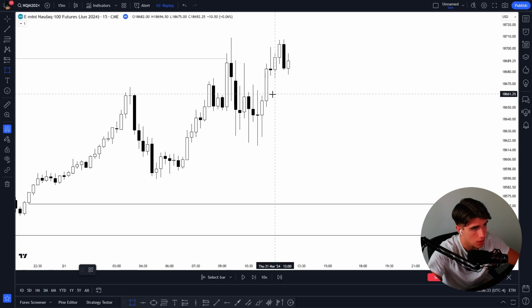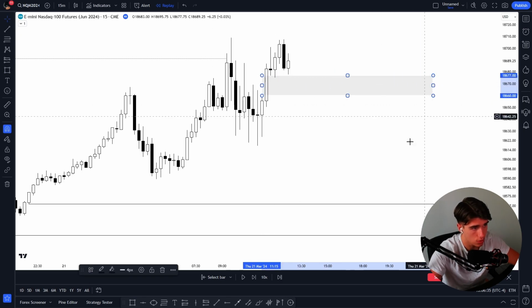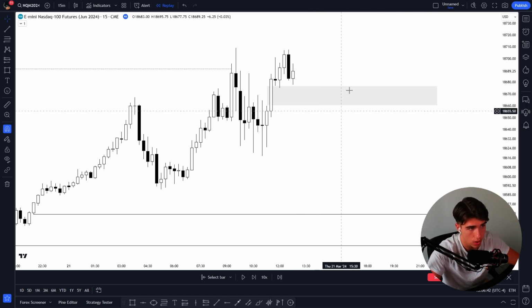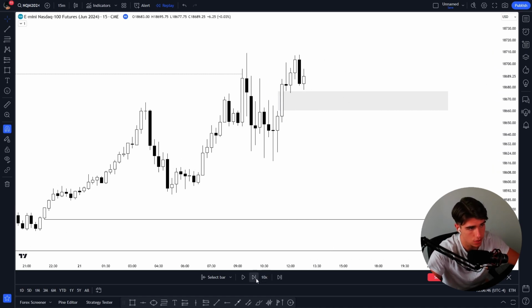Now, what would that be? Well, again, that could be a candle closure below this 15-minute imbalance, because what happens then is price is telling me that we are ready to disrespect bullish gaps and start respecting the bearish ones. So let's see what happens.